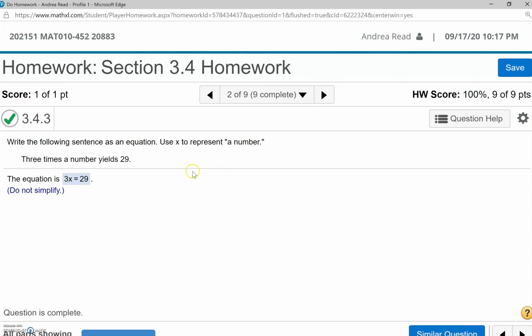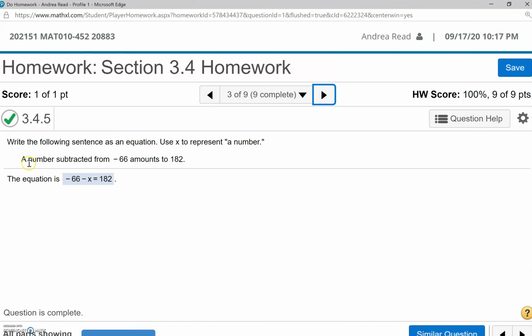The next one, number 2, 3 times a number. 3 times is your multiplication. And remember, that can be written as 3x. When the operator is missing, it's understood to be multiplication. So 3 times the number yields, that's the same thing as yields. That represents your equal sign, 29.